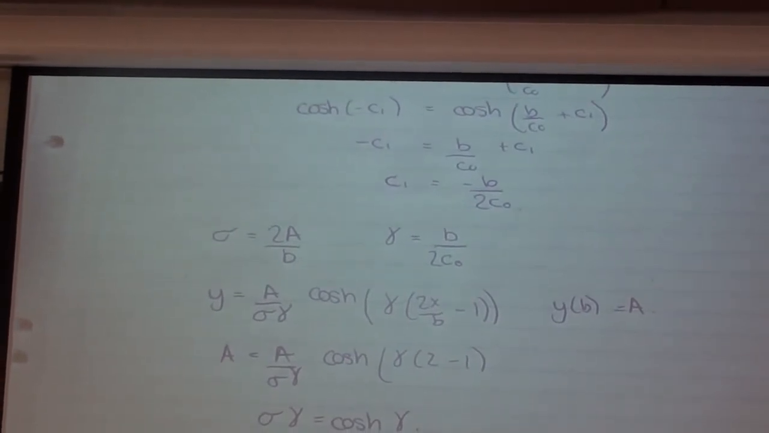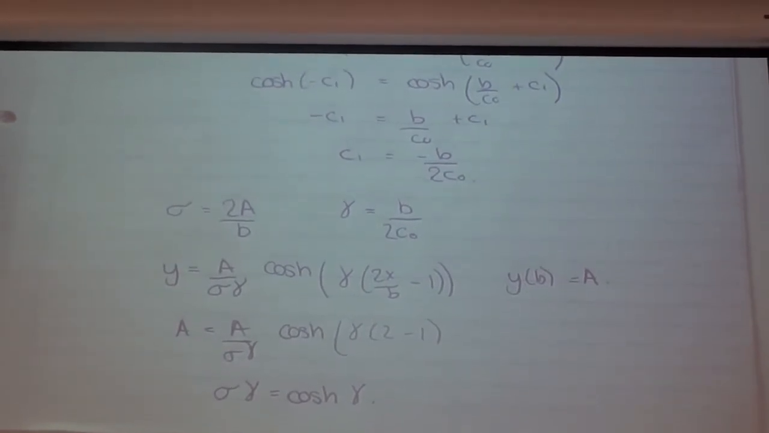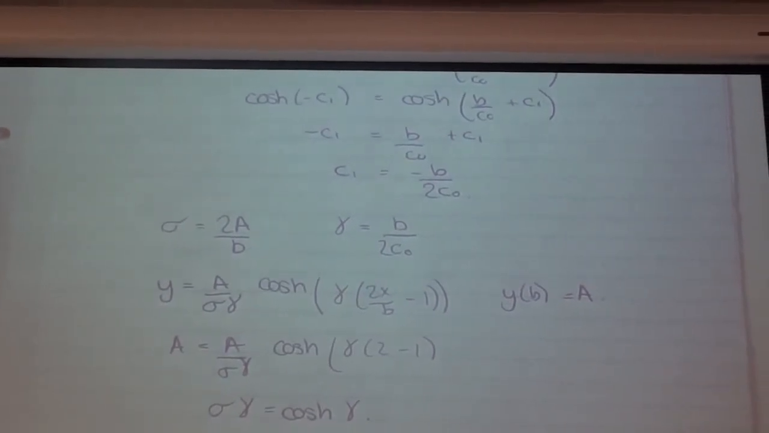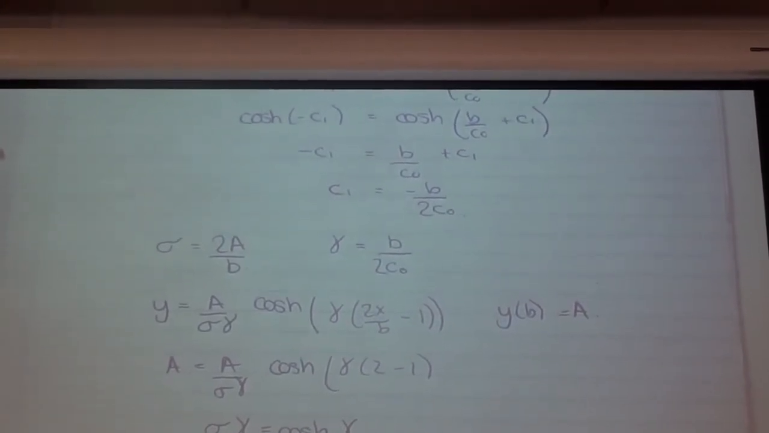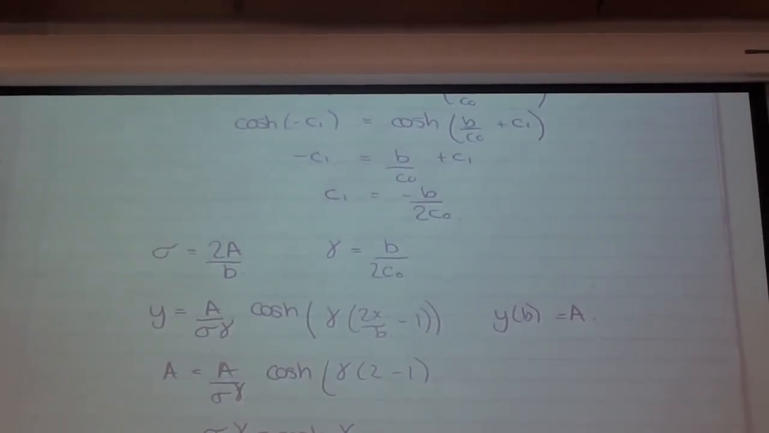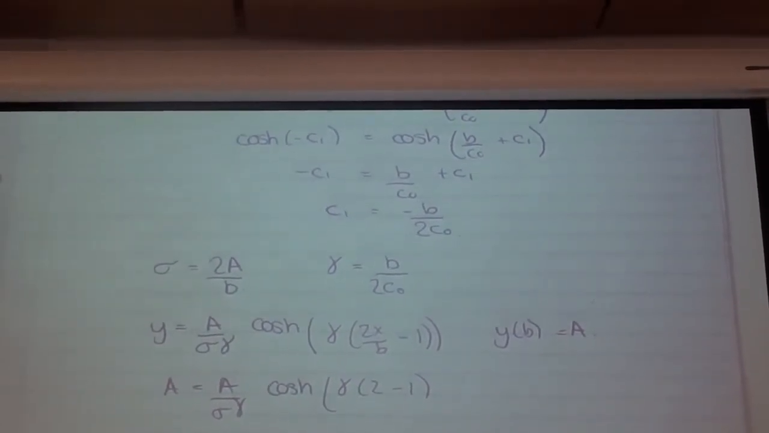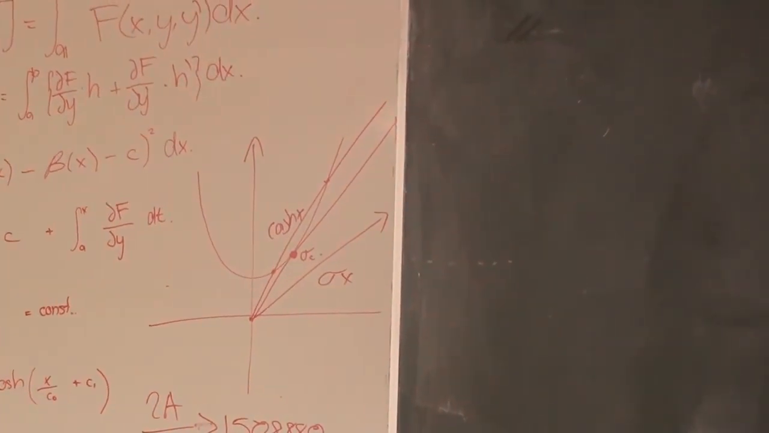So that value turns out to be the critical point, sigma c, which is not particularly interesting. It's something like 1.508880. But the interesting thing about that is that it tells us that our ratio 2a on b must be greater than 1.5088. So we can't find solutions for the catenary curve if the amplitude, the height of the curve, isn't big enough with respect to the cross.